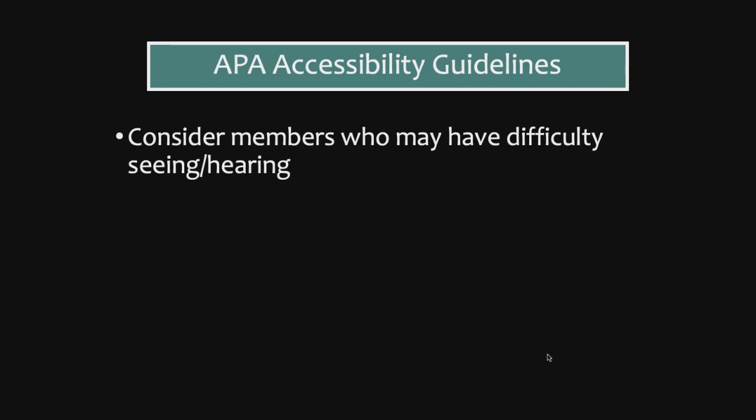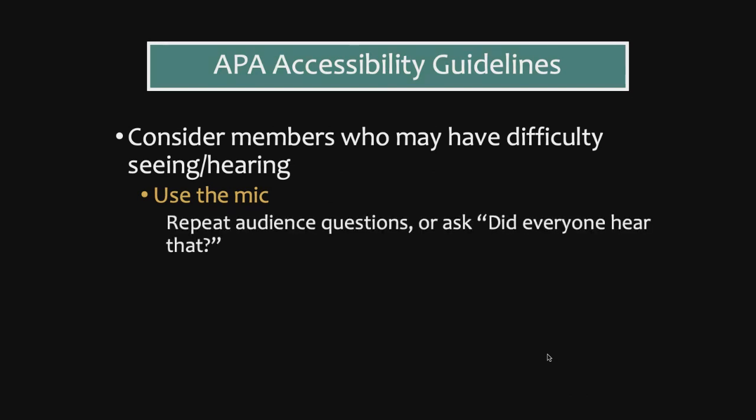So there were some really neat APA accessibility guidelines from the APA website that I found that I think people should really be aware of. And they're pretty straightforward, honestly, and not difficult at all to integrate into your talk. So the point is to consider members in your audience who might have difficulty seeing or hearing, right? So to that end, you definitely want to use the mic, as I've now mentioned 3 times. And if there's no mic, or even in addition to, repeating audience questions is really helpful.